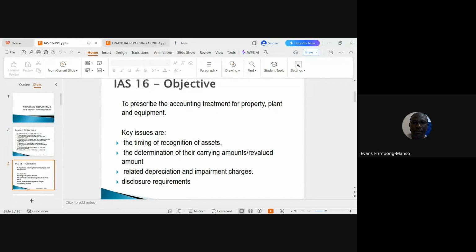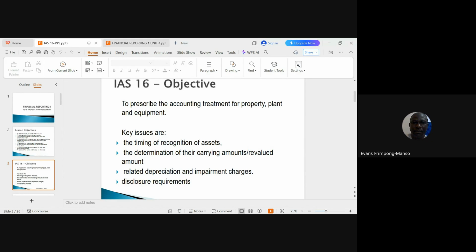So what is the objective of IAS 16? Now, the objective of IAS 16 is just to prescribe how to treat property, plant, and equipment for accounting purposes. That's the objective of IAS 16.